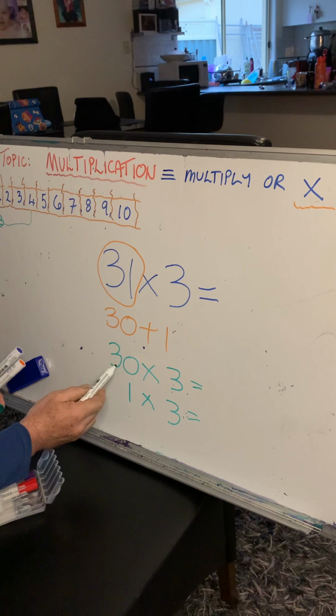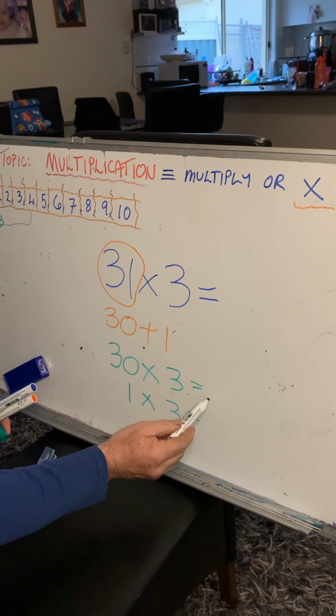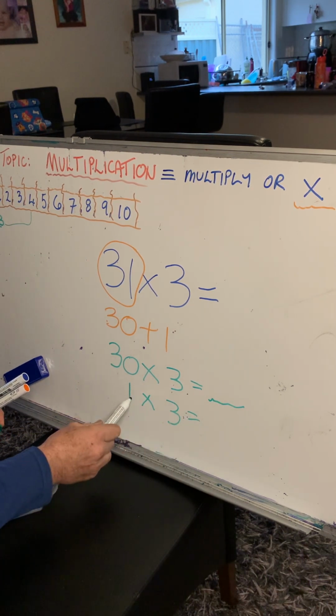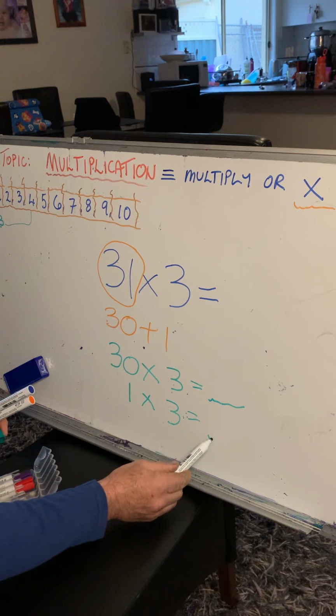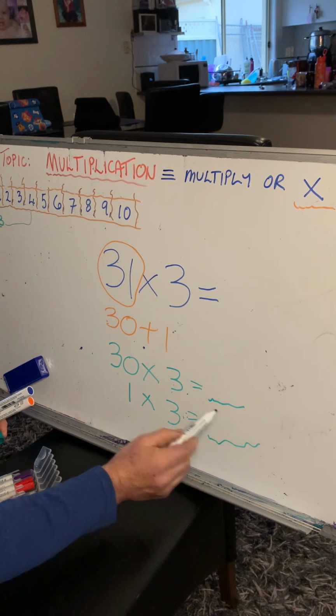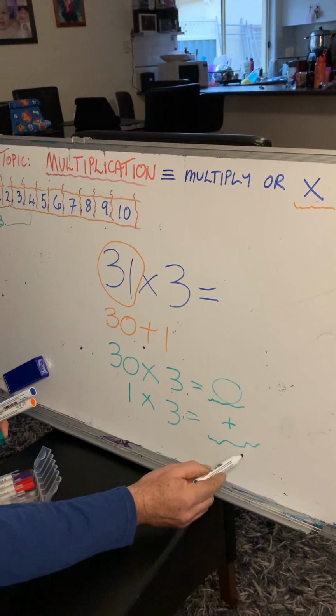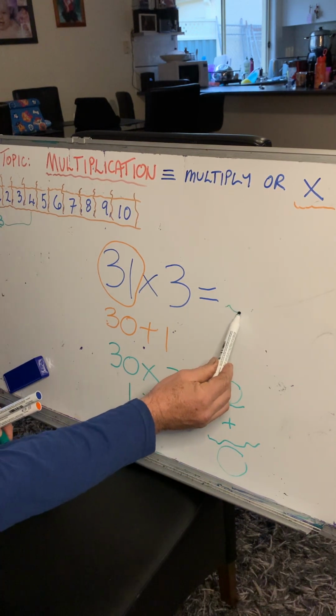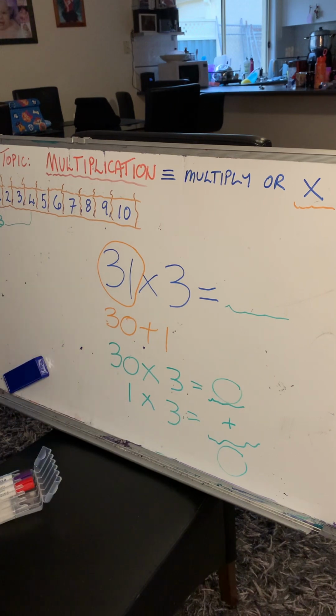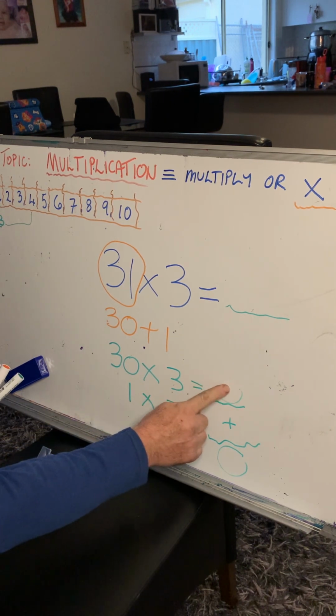So if we work out what 30 times 3 is and come up with an answer here, and then we work out what 1 times 3 is and come up with an answer down here, when we add these two together, this value and this value, that will give us our total value. This is just another way of doing multiplication, a simpler way of doing multiplication for the moment, for our viewers anyway.